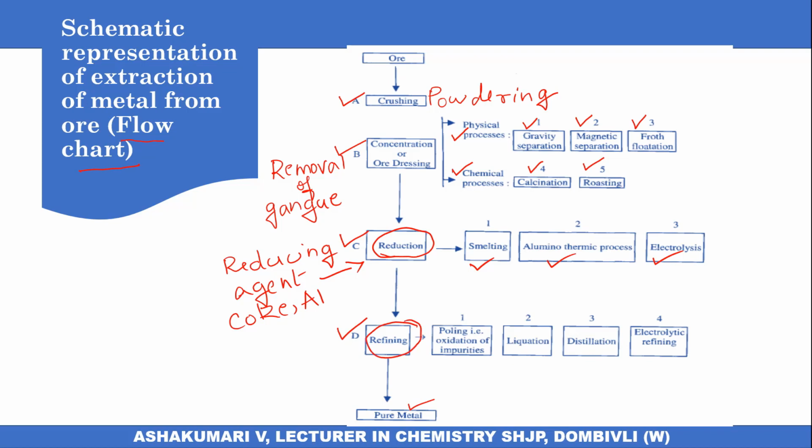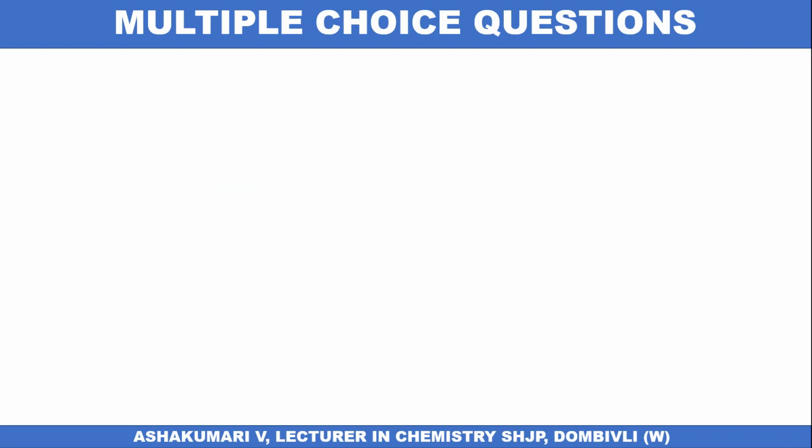Refining is a process of purification of a metal to get extra pure metal. Some of the refining methods are poling, liquation, distillation, and electrolytic refining. After all these steps, we obtain pure metal. We shall study in detail about all the processes used in the extraction of a metal from its ore in the next video.